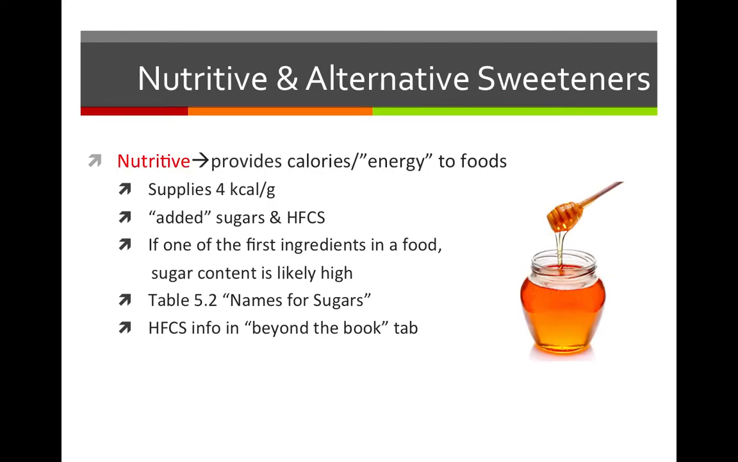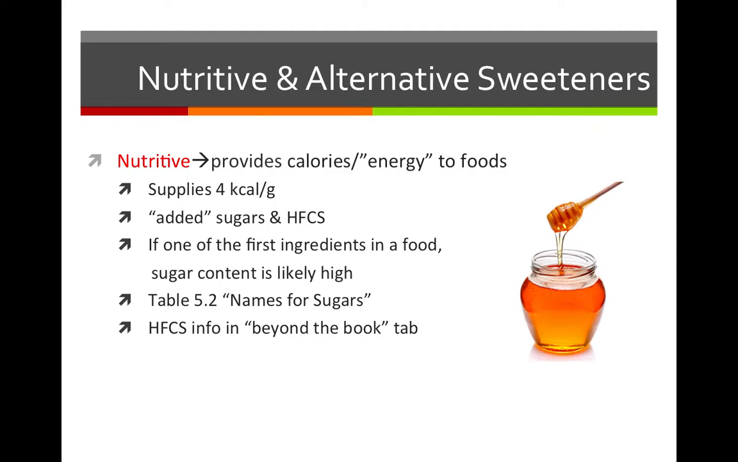Something I wanted to highlight in this presentation is some terminology that you may see when you're talking or listening to someone talking about sweeteners. And this slide focuses on nutritive, and the next slide will focus on alternative sweeteners. So honey, fruit, and maple syrup are examples of nutritive sweeteners, and it makes sense that those would provide calories. These types of sugars are either consumed by themselves, such as fruit, or added to foods to sweeten them.